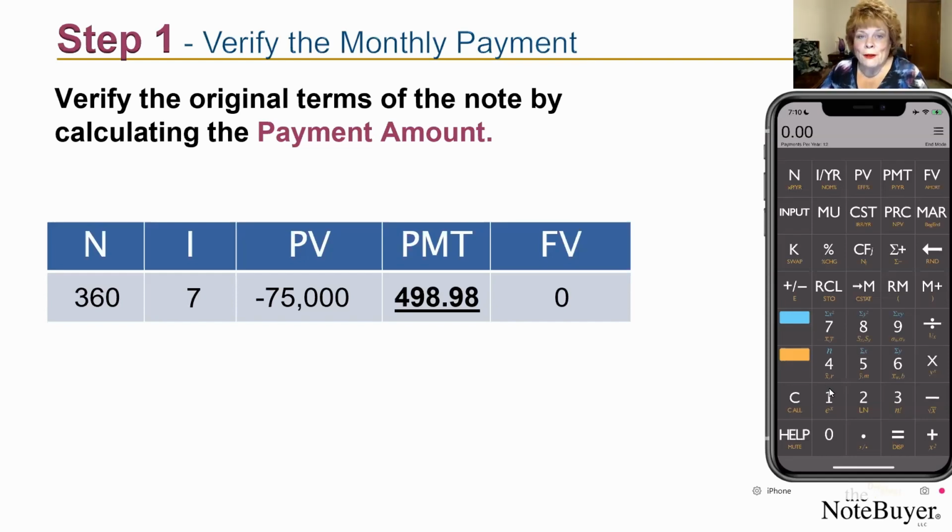Now, do you remember the 1, 2, 3 go on the calculator? First of all, you need to clear the calculator.